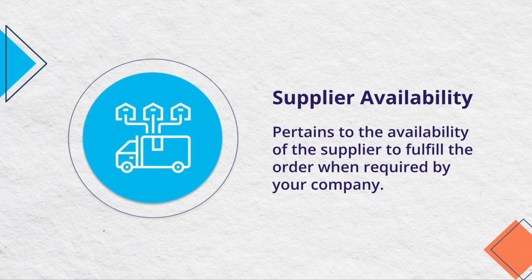The fourth variable is the supplier availability. The supplier availability pertains to the availability of the supplier to fulfill the order when required by your company. Tracking your supplier availability can help you identify the consistency of your suppliers to deliver when expected by your company.